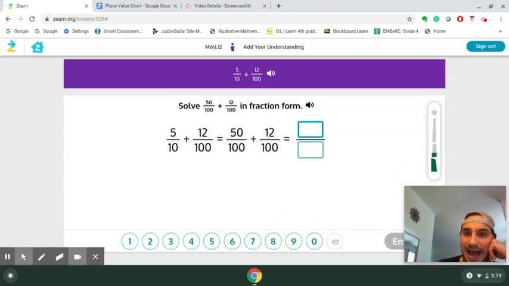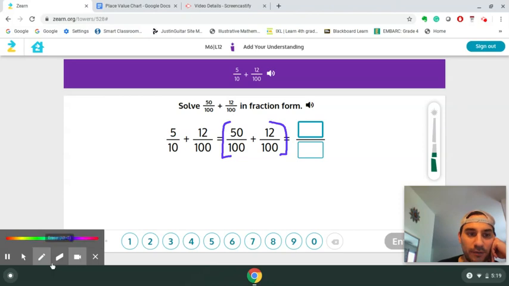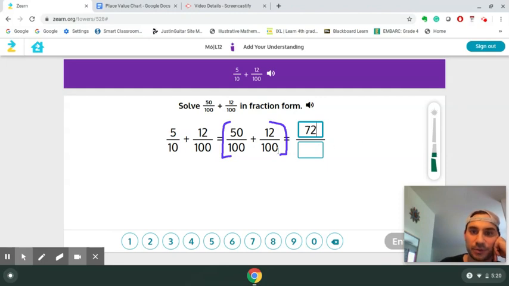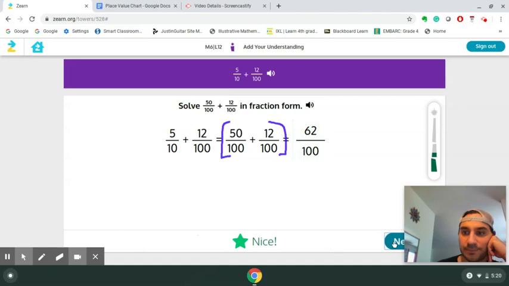And now we can go ahead and add these together. We're adding 50 hundredths plus 12 hundredths. 50 plus 12 is 72. Oops, not 72. I'm sorry, my friends. 62 hundredths. Nice job.